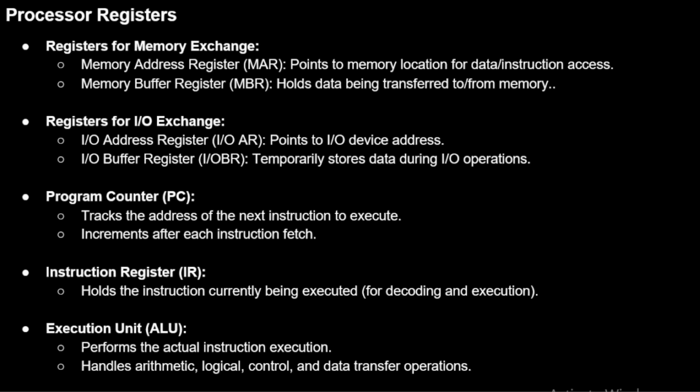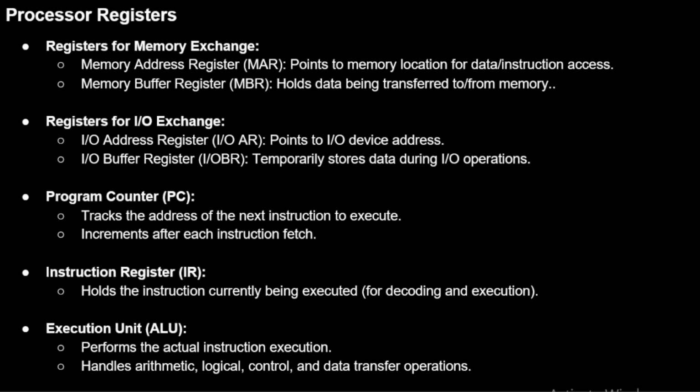Likewise, there are some registers for I/O exchange. First one is the I/O address register. Its task is to point to the I/O device addresses. Okay, it will point to the address location of the device from which we need to transfer the data. And the next one is your I/O buffer register. Its task is to temporarily store data during the I/O operations. Is it clear? Now let's move to the next one, that is the program counter.